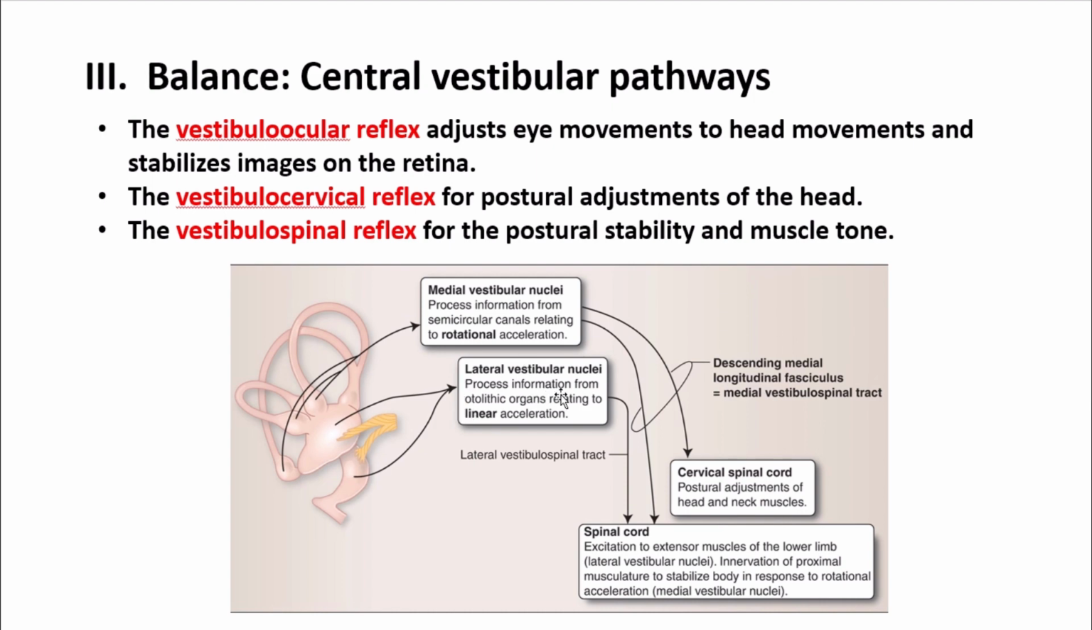And the lateral vestibular nuclei are for linear acceleration. This is getting information from the vestibule, from the utricle and saccules, and that information is going to the limbs. So these are for extensors of the limb. They're going to a different area, and the pathway for that is called the lateral vestibulospinal tract. If you remember from chapter 8, the lateral vestibulospinal tract is on the same side, ipsilateral, and does not cross, and the medial vestibulospinal tract is bilateral, on both sides.